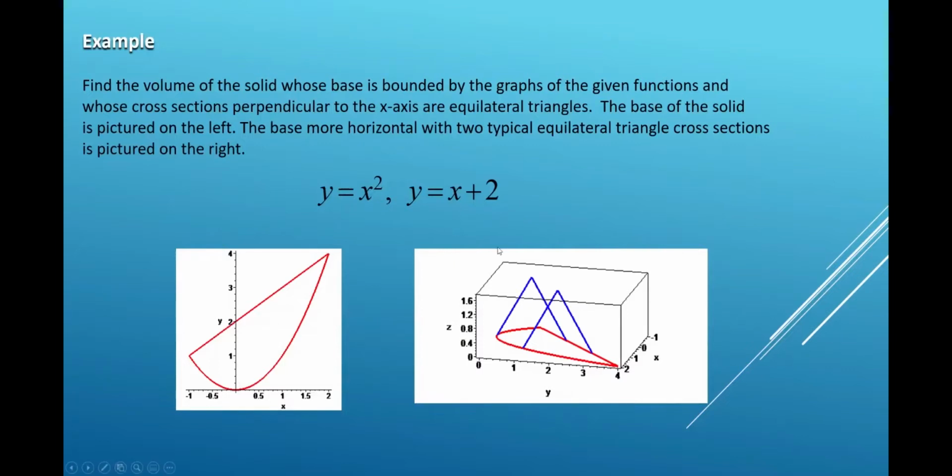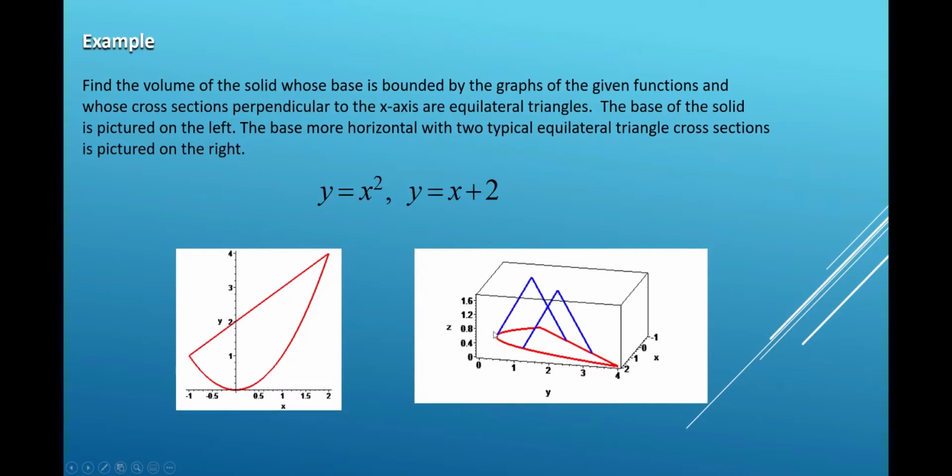In Calc 2, we study how to find the volume of a solid whose cross-sections are identifiable as maybe a circle or an ellipse, or in this picture, an equilateral triangle. What we're looking at here describes a solid whose base is bounded by y equals x squared and y equals x plus 2, a parabola and a line intersecting here at (-1, 1) and here at (2, 4). The cross sections of the solid being modeled here are equilateral triangles.